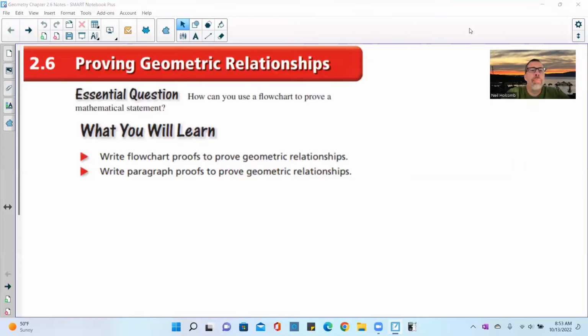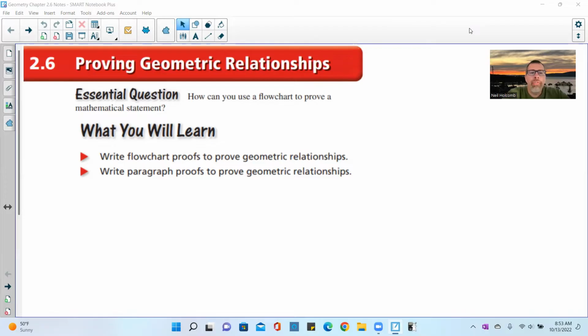Okay, welcome to chapter 2.6, proving geometric relationships. So the essential question in this chapter is, how can you use a flowchart to prove a mathematical statement? I'm not going to spend a lot of time on flowcharts. We're not going to do those. I will introduce them, but I'm not going to focus on them.